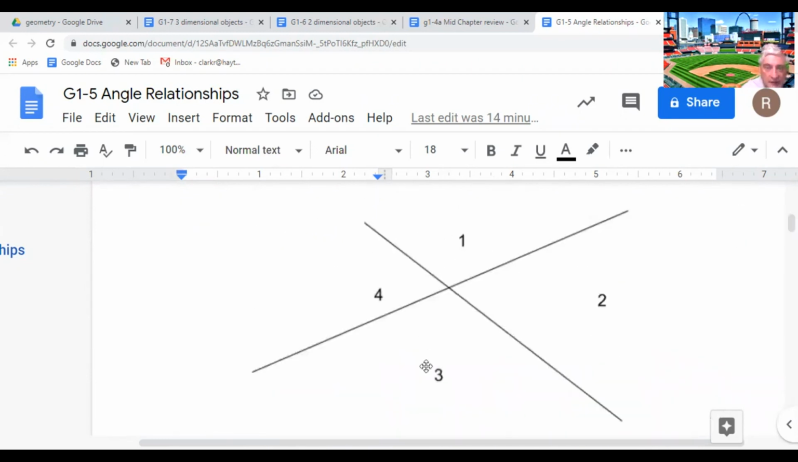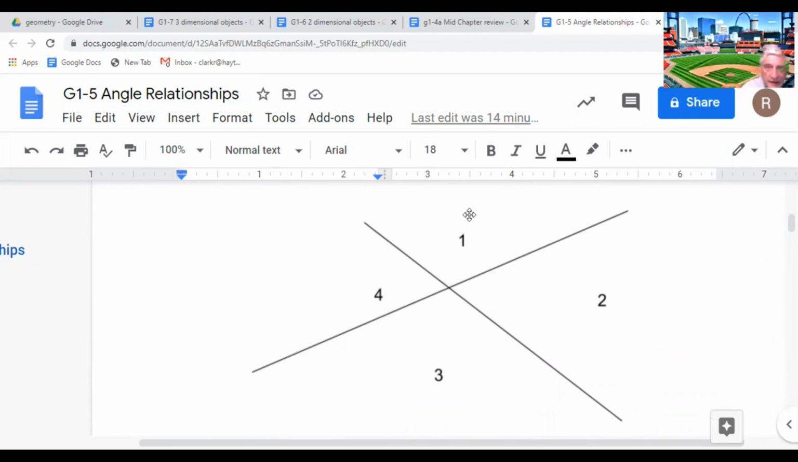1 and 3 are vertical angles. They do not share a ray, so they're not adjacent. 4 and 2 are vertical angles. They do not share a ray, but they're across from each other. Now, 2 and 4 are the same size. 1 and 3 are the same size. That is, vertical angles are always congruent.